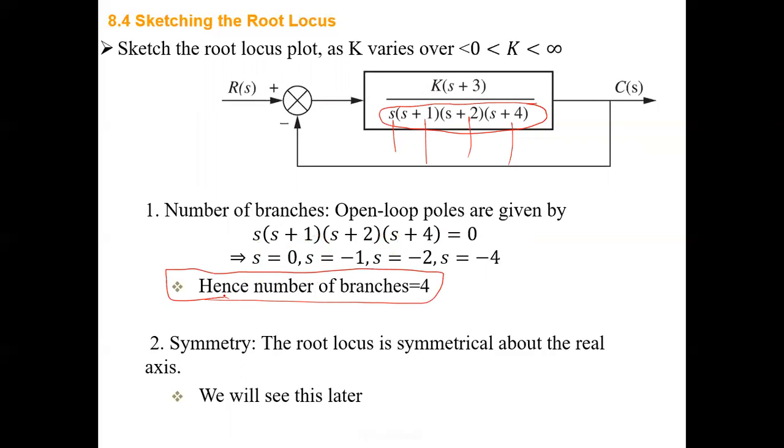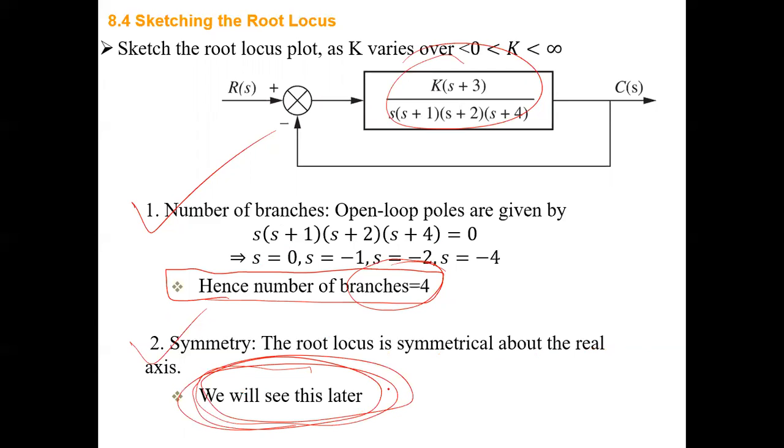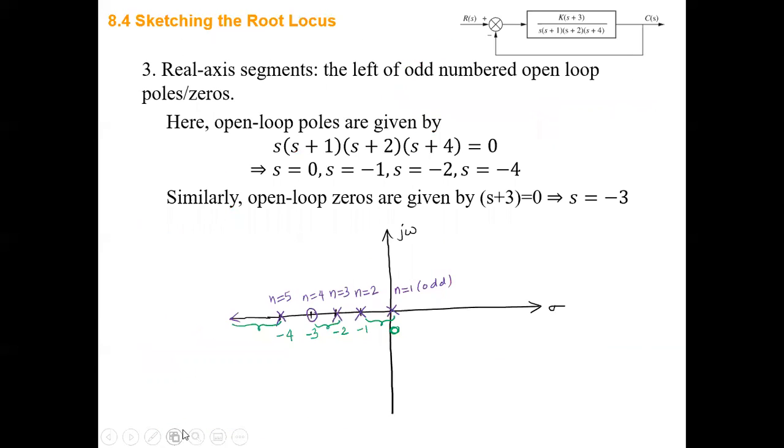Now remember, when you draw the root locus, you have to have 4 branches. Keep that in mind, because that's what rule number 1 says. One thing is fixed: we have to have 4 branches. Now, symmetry. The root locus is symmetrical about the real axis. Once we draw it, we'll see it, so don't worry about this for now. So that was rule number 2.